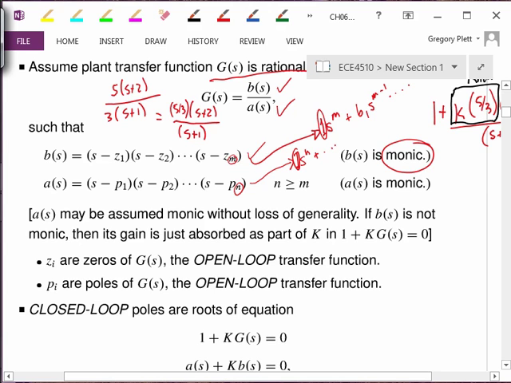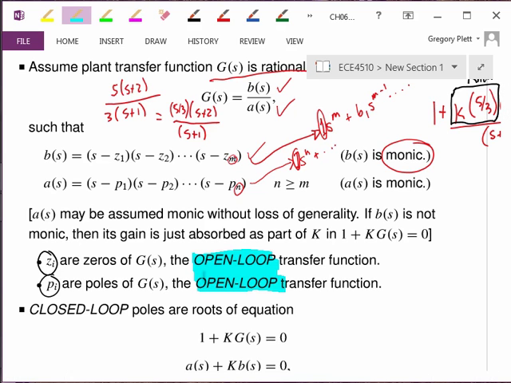So those are the assumptions we make. We have monic polynomials, and we can see that we can do that quite generally. So Zi are the zeros of the open loop transfer function. Pi are the poles of the open loop transfer function. And this is stated in bold because what we're going to do in this chapter is use information from the open loop transfer function to give us directly information about the closed loop transfer function if I have a unity feedback configuration.